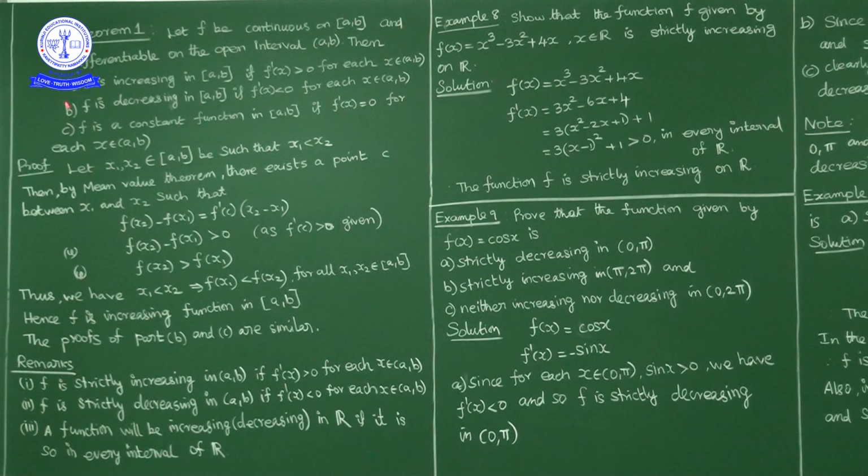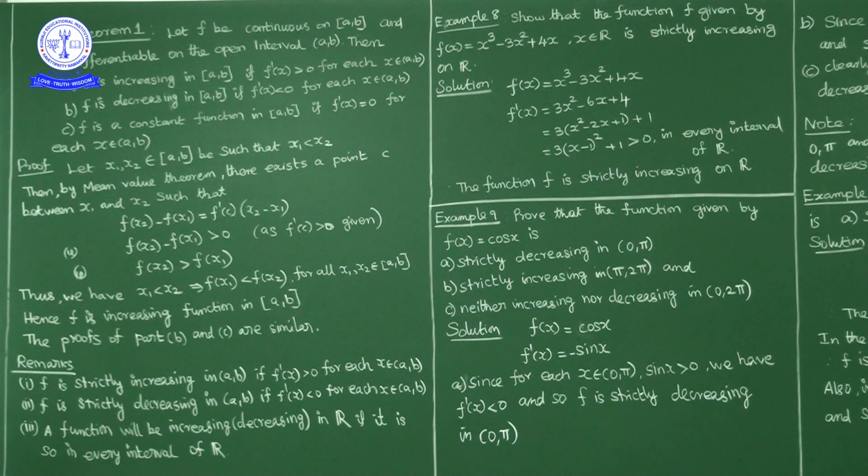What is the second one? B. f is decreasing in closed interval [a, b] if f dash of x is less than 0 for every x belongs to open interval (a, b). Okay. f is a constant function in closed interval [a, b] if f dash of x is equal to 0 for every point in open interval (a, b). So to prove f is an increasing function, it is enough if you are able to prove that f dash of x is positive. To prove f is a decreasing function, simply prove that f dash of x is less than 0 in open interval (a, b). Okay. To prove f is a constant function, simply prove f dash of x equal to 0 for every point of (a, b).